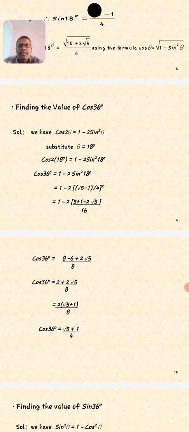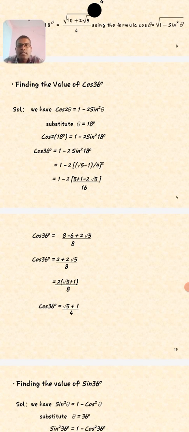Substitute theta is equal to 18 degrees. In the place of theta we have to substitute 18 degrees. Cos of 2 into 18 is equal to 1 minus 2 sin square 18 degrees. Cos 2 into 18 means cos 36 degrees. Cos 36 degrees is equal to 1 minus 2 sin square 18 degrees. That is equal to 1 minus 2 into sin 18 degrees.